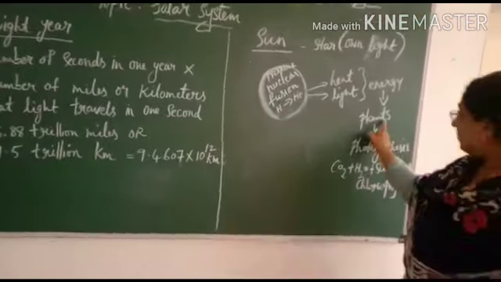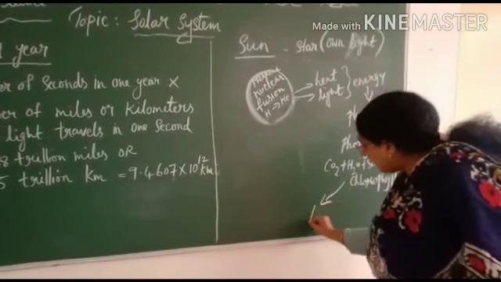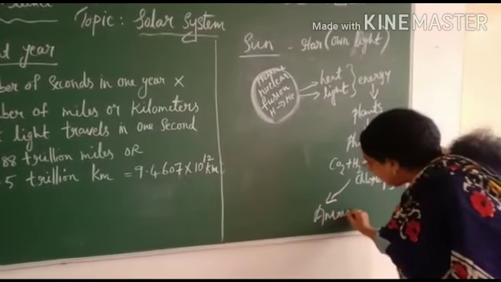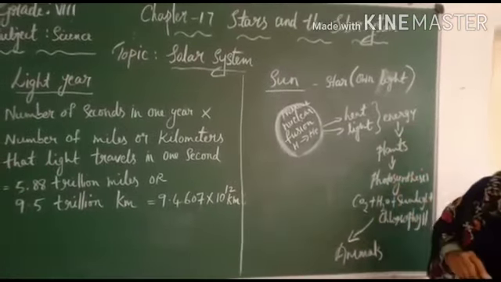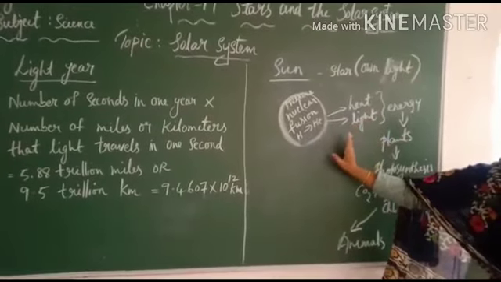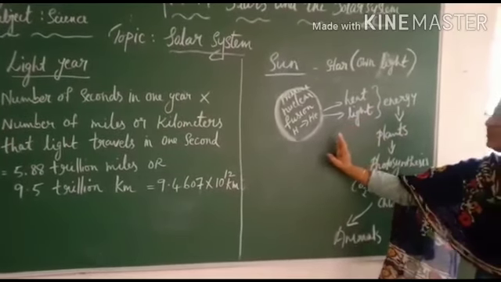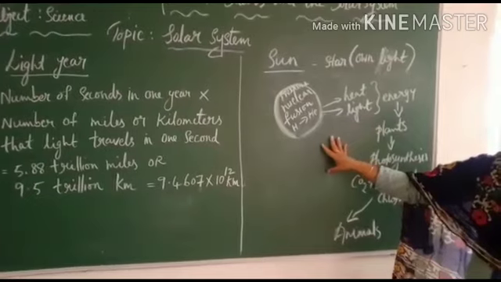Clear? These plants are eaten by the animals. So we are also getting the same energy from the sun. Clear? So it's like a cyclic process. So the main source of energy, we get energy from where? We get energy from the sun. Sun is the source of energy.